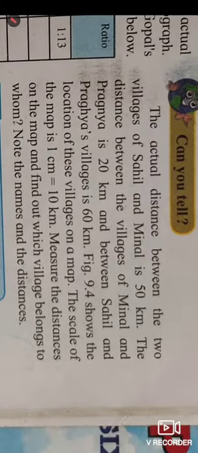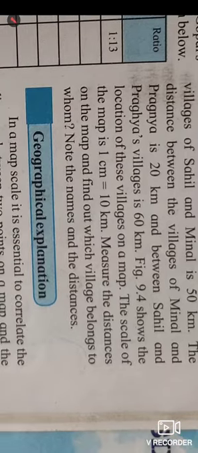The actual distance between the two villages of Sahil and Meenal was 50 kilometers, the distance between the villages of Meenal and Pradnya is 20 kilometers, and between Sahil and Pradnya it is 60 kilometers. Figure 9.4 shows the locations of these villages on the map. The scale of the map is 1 centimeter per 10 kilometers. Measure the distances on the map, find out which village belongs to whom, and note the names and the distance.